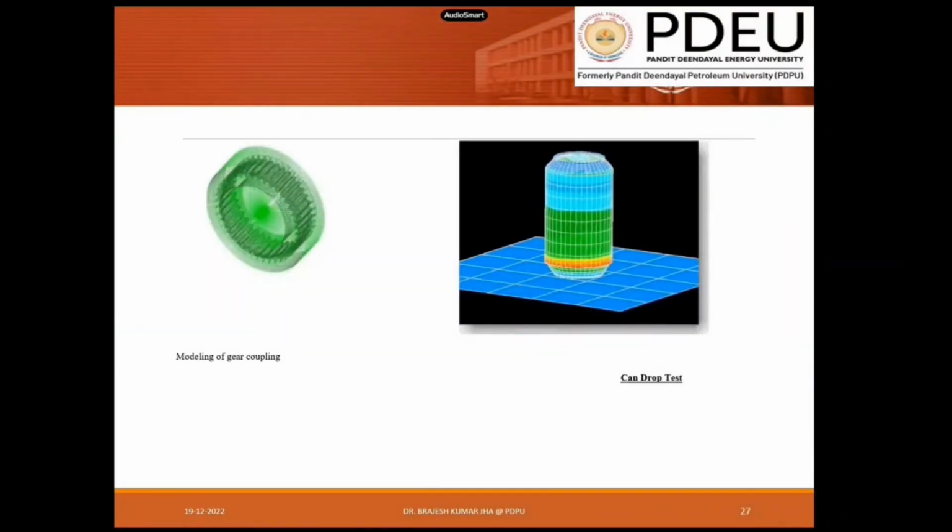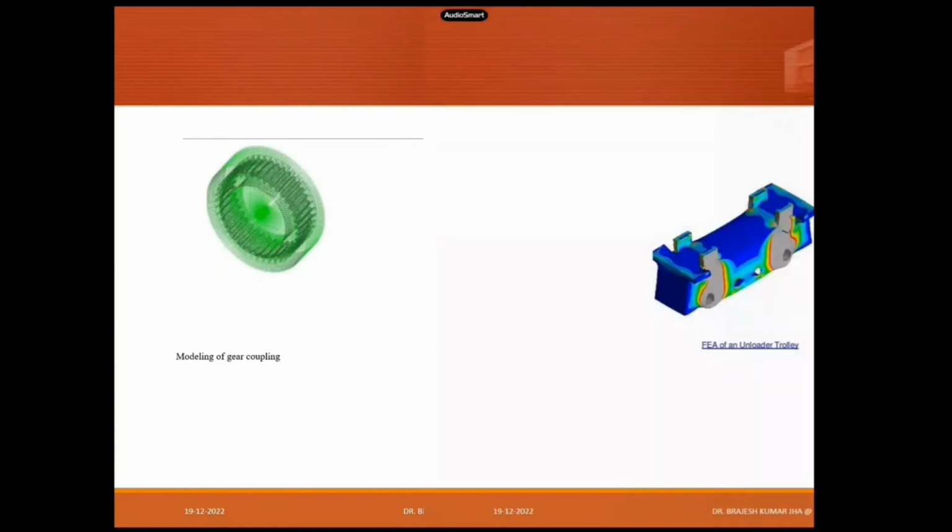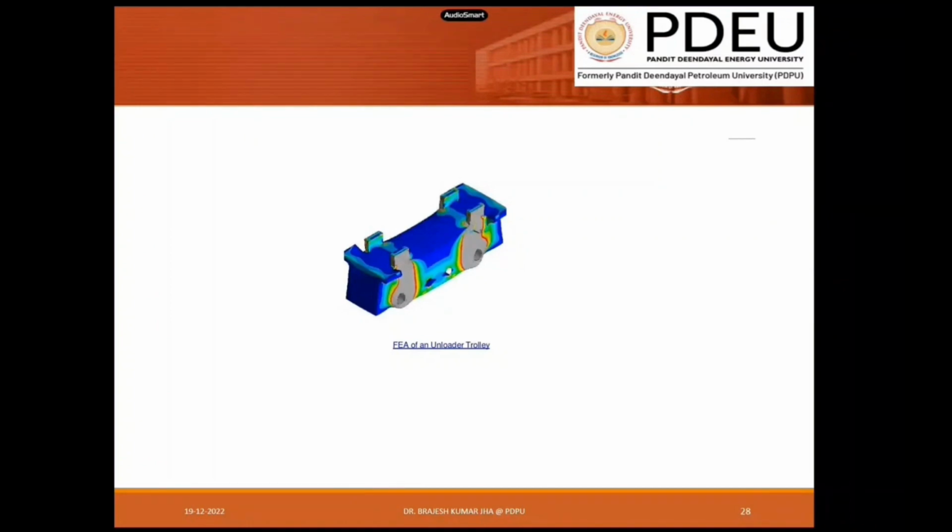These are a few examples where FEM is used in engineering, especially modeling of gear coupling, can drop test. These are a few examples where FEM is used, such kind of structure. Here you can see the temperature distribution can be studied. This is a very irregular shape in nature. So even though you are solving the heat equation or heat convection equation, you require finite element analysis. Analytically, it is not possible to handle such kinds of problems.